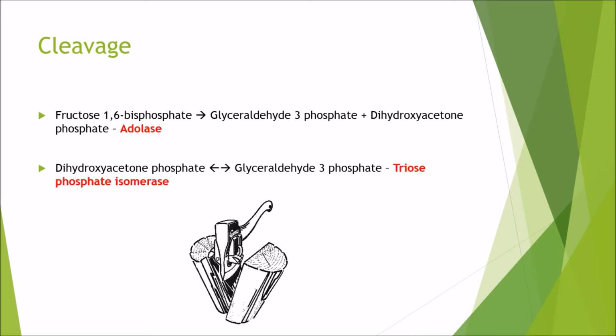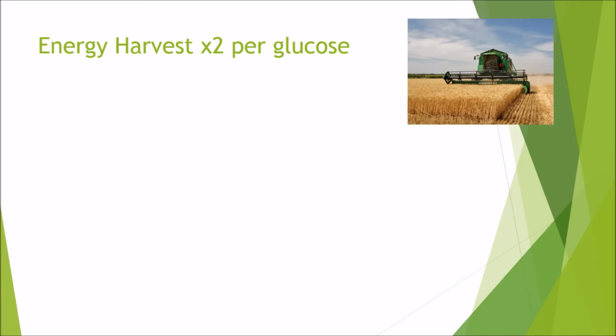However, we need G3P in order to follow through into the energy harvest, so the dihydroxyacetone phosphate must first be isomerized by the enzyme triose phosphate isomerase to form G3P. And now we're on the final step. This is the energy harvest.